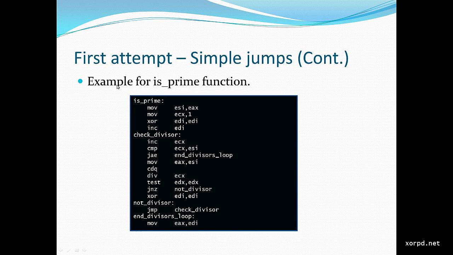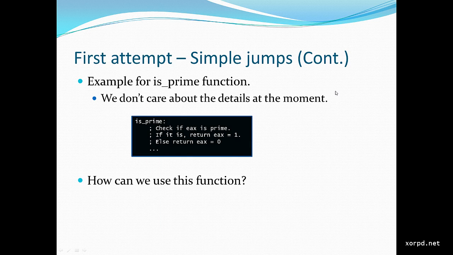We only care about the following. This label isPrime, the input, which is EAX, and the output, which is EAX. We can really summarize it this way. We have some kind of function which is called isPrime, and this is what it does. It checks if EAX is a prime number. If it is, we return EAX equals 1. If it isn't, this function returns EAX equals 0. Now that we have this function, we really care about how to use it. How can we invoke this function and get a result?